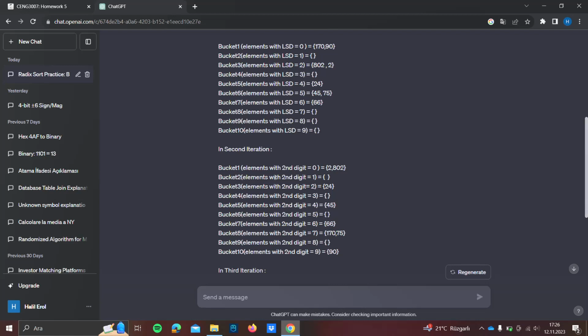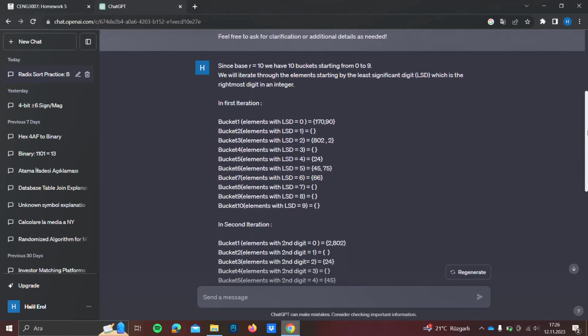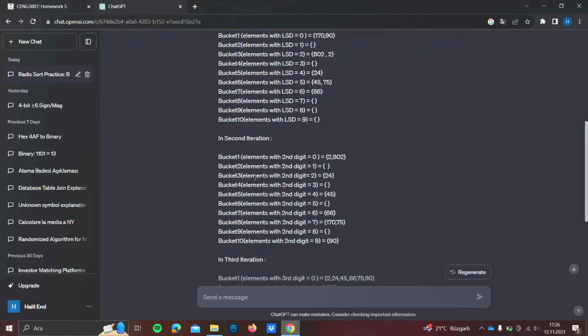In bucket 1, we are putting elements with second digit equals 1. We put nothing here because there is no such element, as you can see. In bucket 2, we are putting elements with second digit equals 2, which we have 24 to put here. In bucket 3, second digit equals 3, which is again empty because we don't have such an element. In bucket 4, second digit equals 4, which is 45. In bucket 5, second digit equals 5, which is again empty. In bucket 6, second digit equals 6, which is 66.